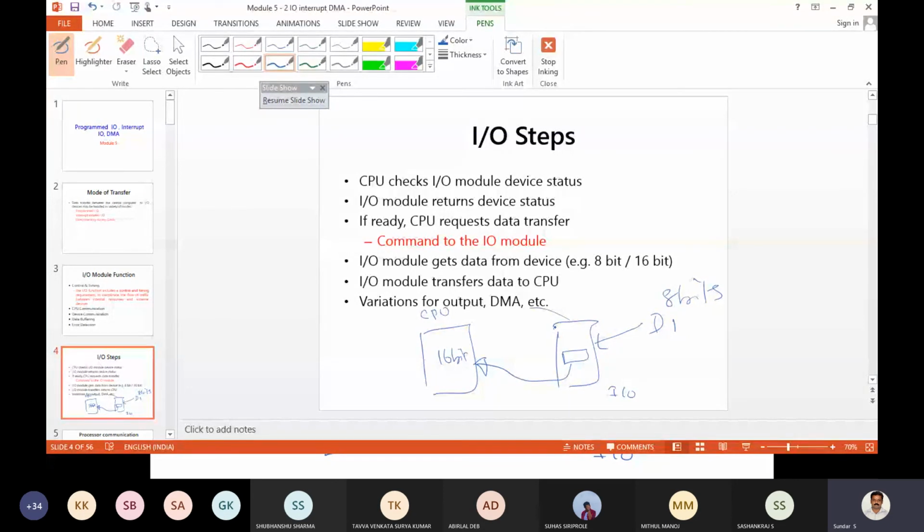If the CPU has larger data lines but the IO devices are 8-bit devices, in that case the IO module will have that provision to collect the data and feed it to the CPU according to its size. Two 8-bit data will be collected, then combined 16-bit data will be sent to the CPU, because the CPU can accept only 16 bits. The IO interface will also facilitate that. So this is the thing I want to stress again.